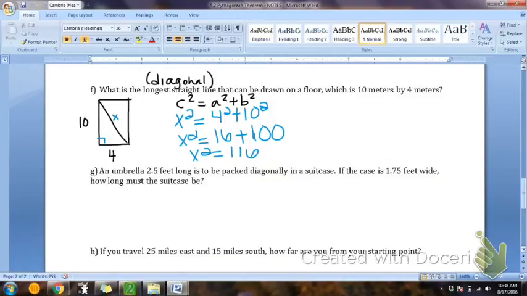Okay, so the longest straight line is approximately, you need to put that word approximately in there, 10.8 feet. Good. Meters, 10.8 meters. Excellent. Okay? Questions on that one?